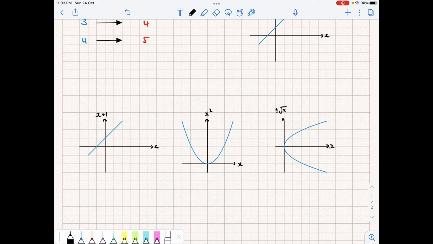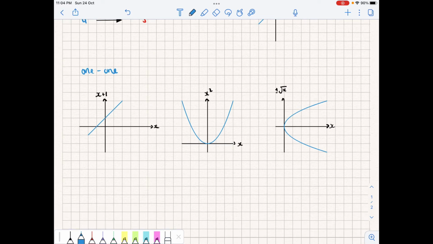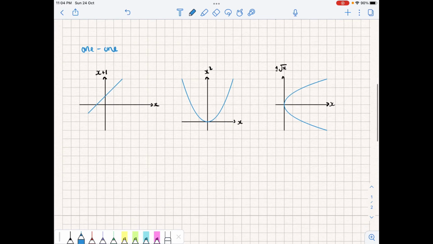Right, so we've just discussed x plus 1 as a linear function. And this linear function is a one-to-one function. For every one x value, or for every input, there is one output. If we have a look at the next one, we have x squared. So let's consider some examples for x squared.